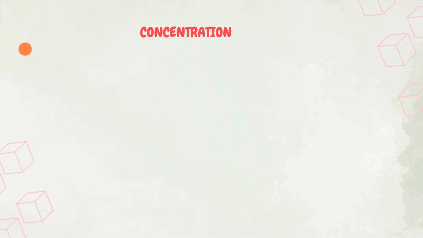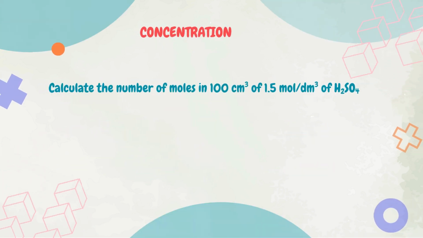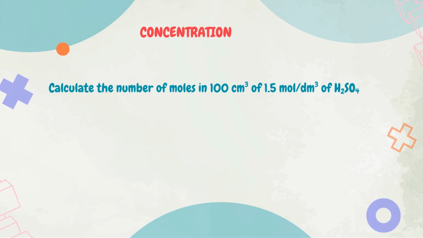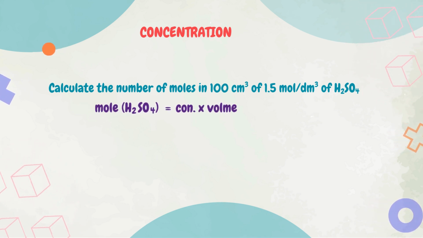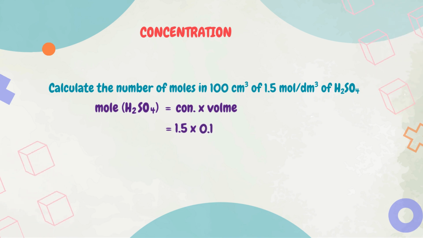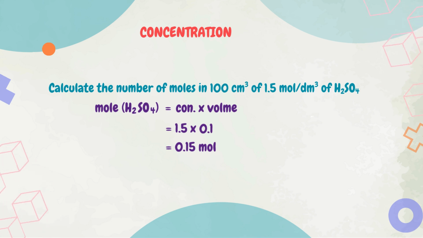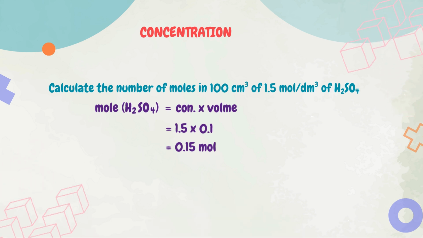The third question: calculate the number of moles in 100 centimeters cubed of 1.5 mole per decimeter cubed of sulfuric acid. The moles of sulfuric acid is equal to molar concentration times volume. The molar concentration is 1.5. The volume of solution given is 100 centimeters cubed, which has to be converted to decimeters cubed, so we divide it by 1,000 to get 0.1 decimeters cubed. 1.5 times 0.1 gives 0.15 mole as the moles of sulfuric acid.